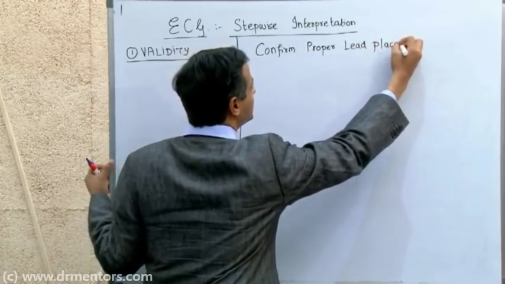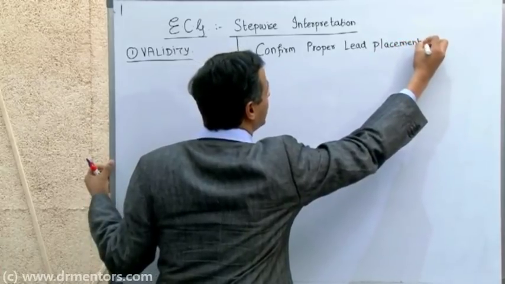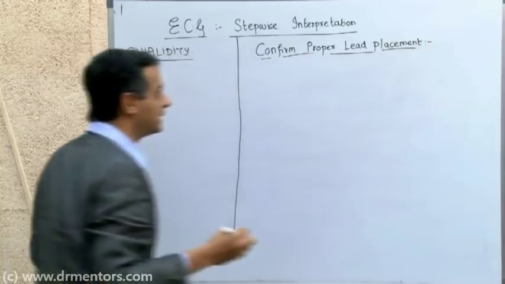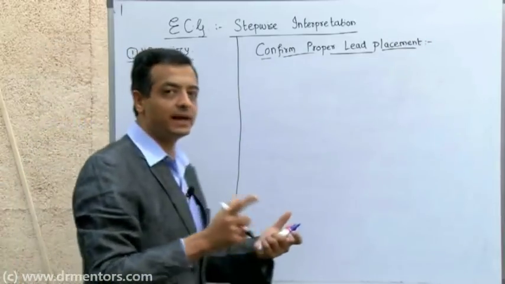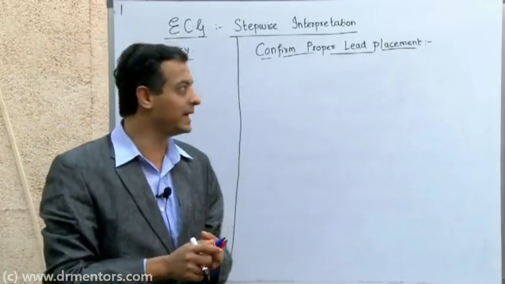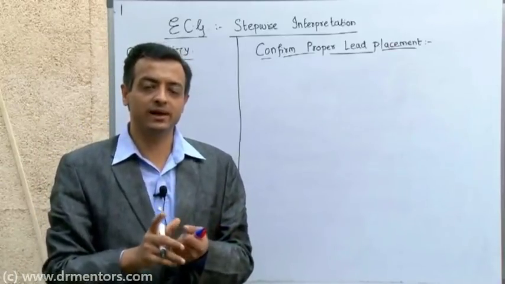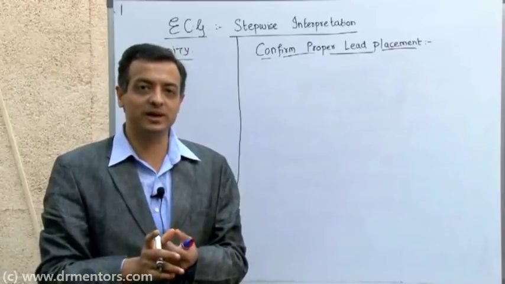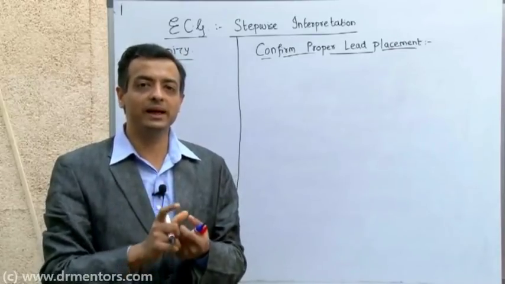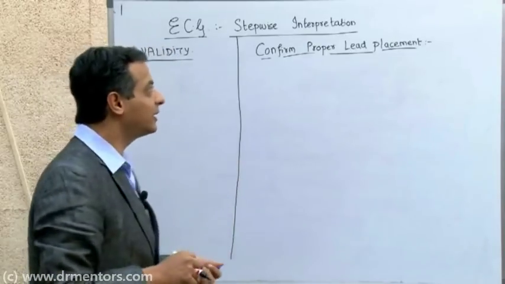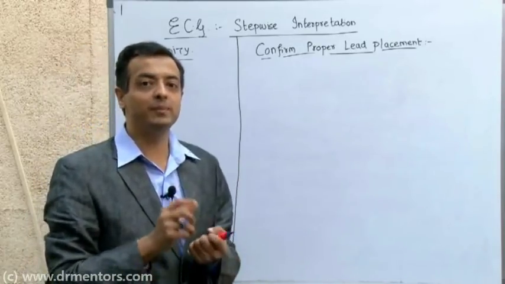That is the first step of the ECG interpretation, because we all know that for the ECG you have to place the leads on the right hand, left hand and both the legs. If you interchange the leads, the markers on the ECG will become completely opposite of normal and you may wrongly interpret it as an abnormal ECG. So first thing, we want to confirm proper lead placement.